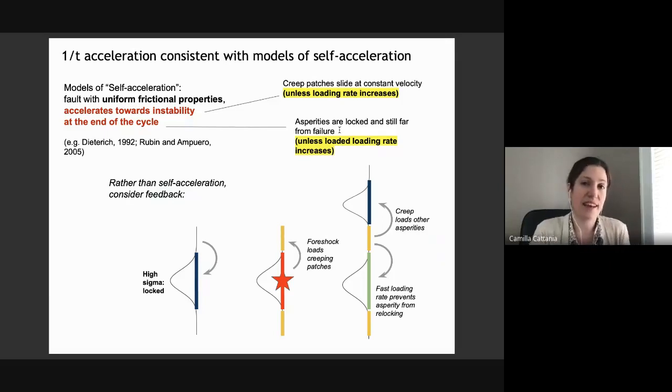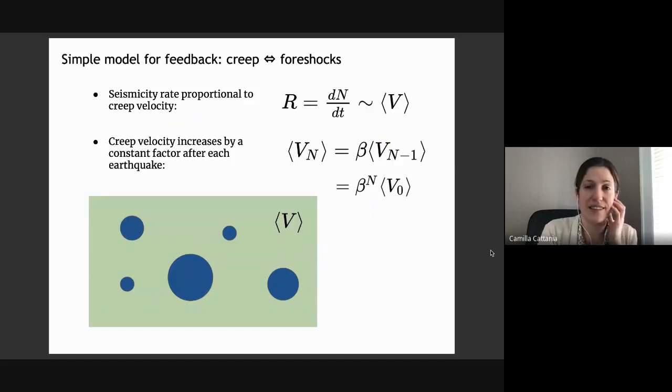And so we think again that the interaction between these two modes may be responsible for the acceleration. And so we want to think about a model which is really based on this feedback as opposed to a self-acceleration model. So we derived a very simple model that takes the feedback into account. I really should emphasize this is simplifying the system very much, so it's more of a proof of concept.